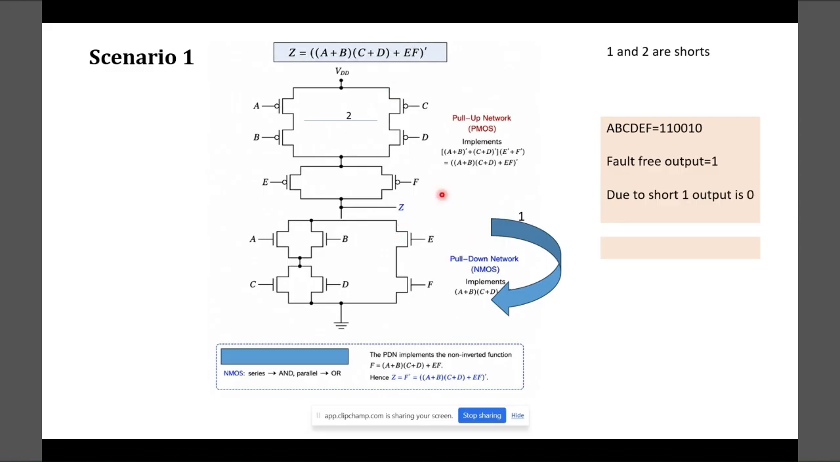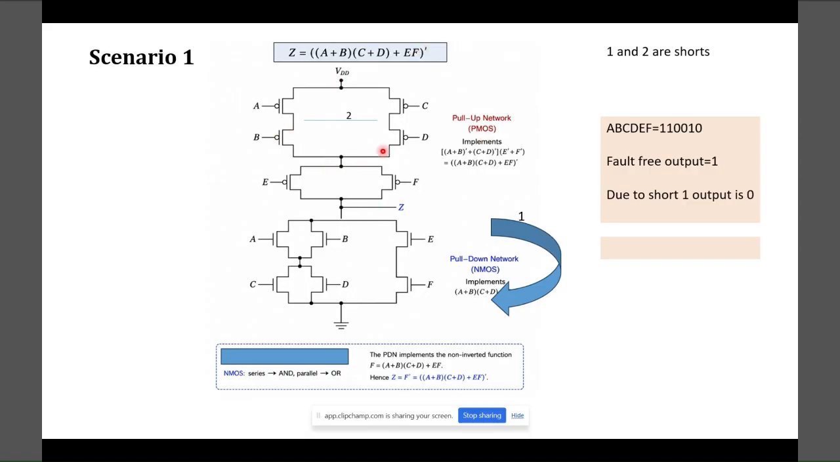While going to the pull-up network, it is connected exactly opposite to that of the pull-down. Where it is parallel there, it is series in the pull-up. A and B are parallel there, here it is in series. C and D are in parallel there, here it is in series. E and F are in series there, in the pull-up it is in parallel. EF is in parallel with this combination there; here EF is in series with this combination. So, quite opposite to the pull-down network, we have to connect the pull-up network. This is the simple way of remembering the CMOS realization.